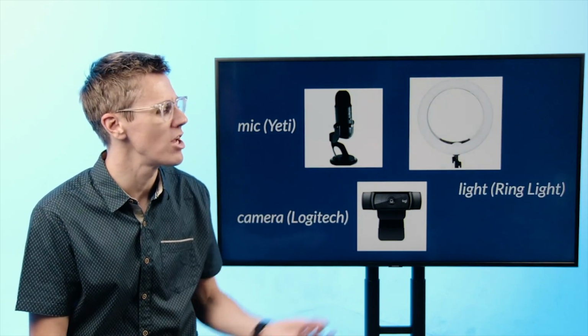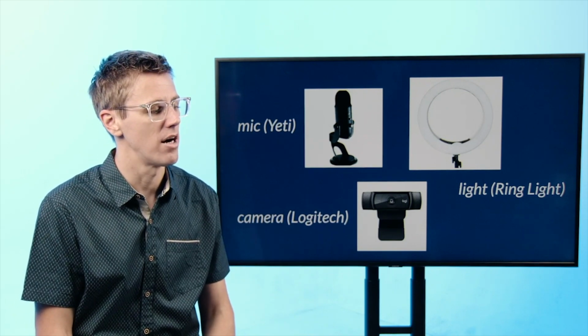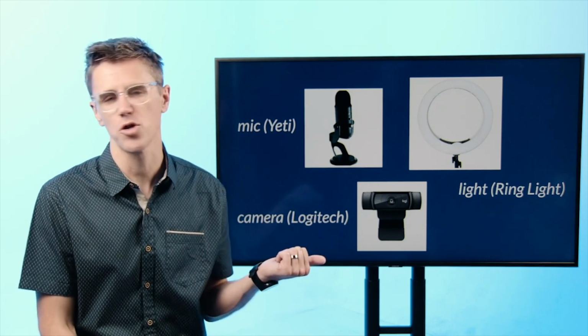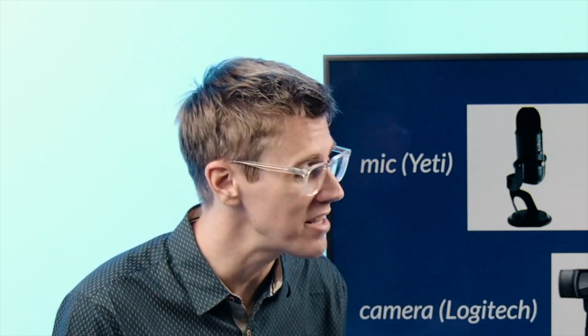And then the last thing is you can get an external light. This is called a ring light. Again, there's all sorts of ways to do this. I like the ring light because it's LED and it's really simple to set up. These tend to be a little expensive. They're about $100. You do not need the Yeti mic, the Logitech camera, or the ring light to be part of an online group. But this is stuff if you wanted your setup to be a little nicer.